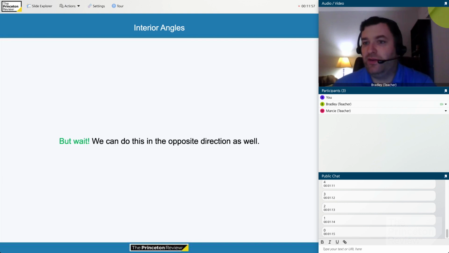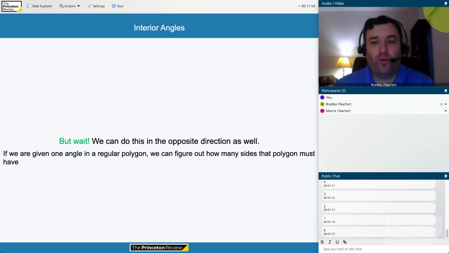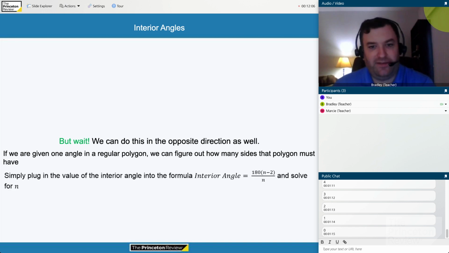But wait, we can do this going the other direction too. If we're given one angle in a regular polygon, we can figure out how many sides that polygon must have. So we would just be plugging in the value of the interior angle into the formula and doing a little bit of algebra and solving for n.